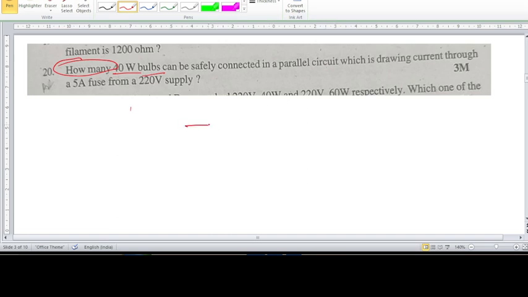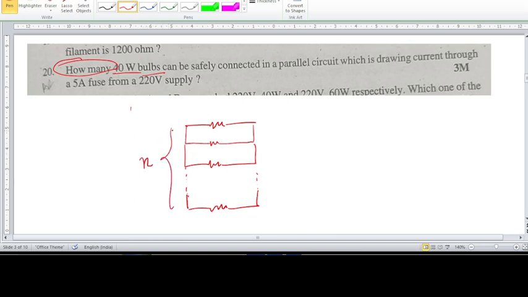Okay, suppose there is one 40 watt bulb, and there is another 40 watt bulb, and another 40. They all are connected in parallel. In this way we have connected so many 40 watt bulbs in parallel. Suppose the total number of bulbs which I have connected here is n. It may be 10 bulbs or 20 bulbs, it may be anything. Okay, n number of bulbs through a 5 ampere fuse.